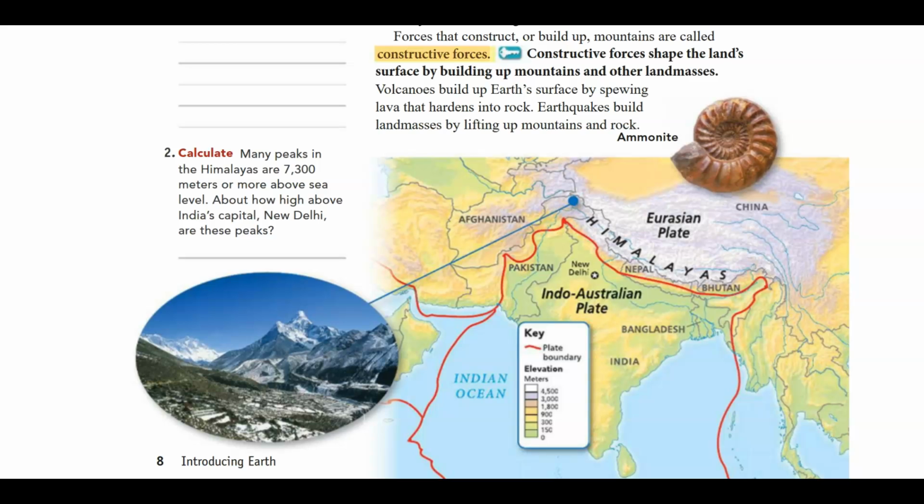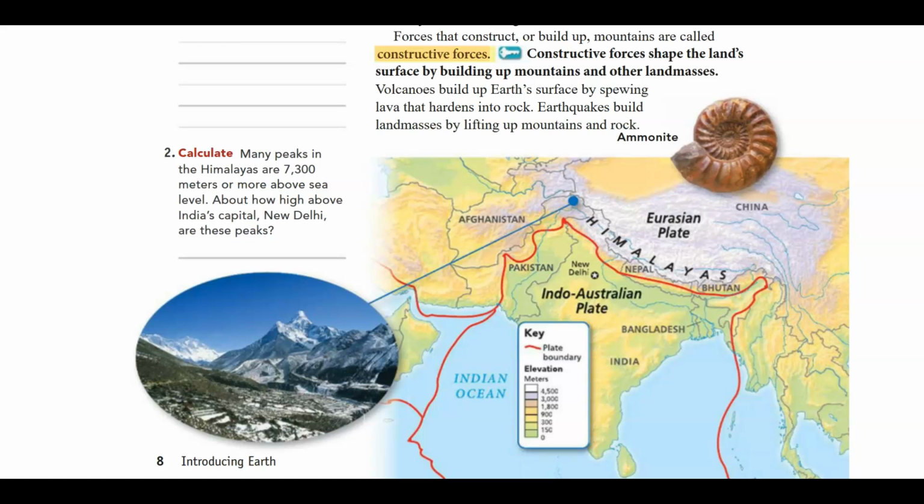Number 2 asks, many peaks in the Himalayas are 7,300 meters or more above sea level. About how high above India's capital, New Delhi, are these peaks? So if we take a peek, we're looking for peaks, so we're taking a peek. Okay. We can see our elevation. Our Himalayas, we see, are in like a little, the colors are different. That's what I'm getting at.